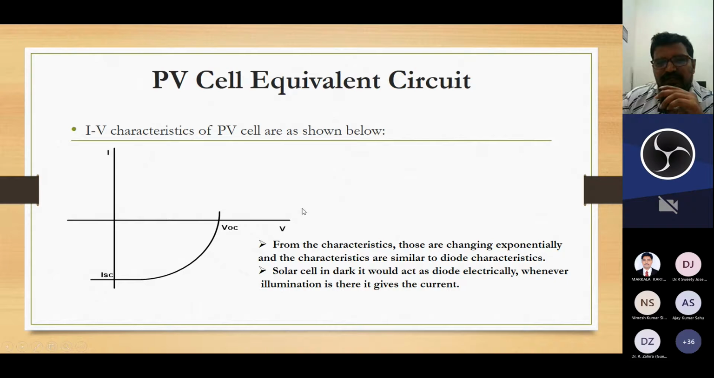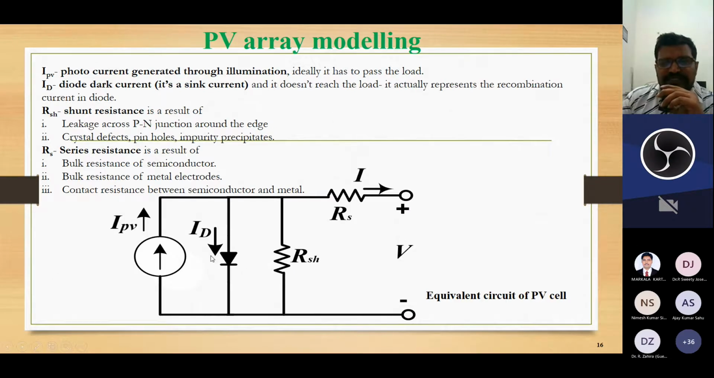Hence, the PV equivalent circuit can be represented with a current source with a single diode model. Here, some of the equations and the shunt resistance and series resistance are added. The shunt resistance is due to the leakage across the PN junction and crystal defects, pin holes, impurity precipitates. In order to compensate for the losses due to this leakage of the PN junction around the edge and crystal defects, we have taken the value in terms of RSH, which is also called the shunt resistance.